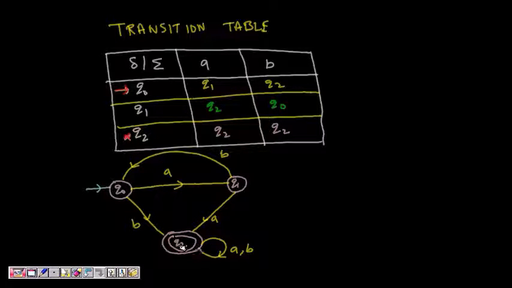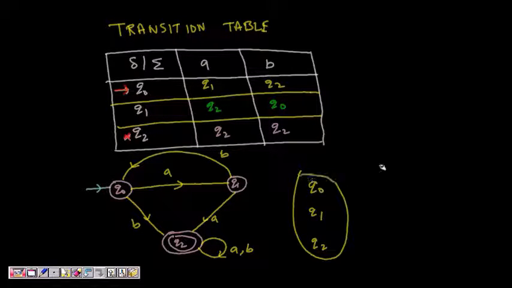This is the final state, a double circle. This is the start state, with an arrow coming without coming from any state. These are the transitions. So basically we have Q0, Q1, Q2, and then we have a one-to-one mapping.